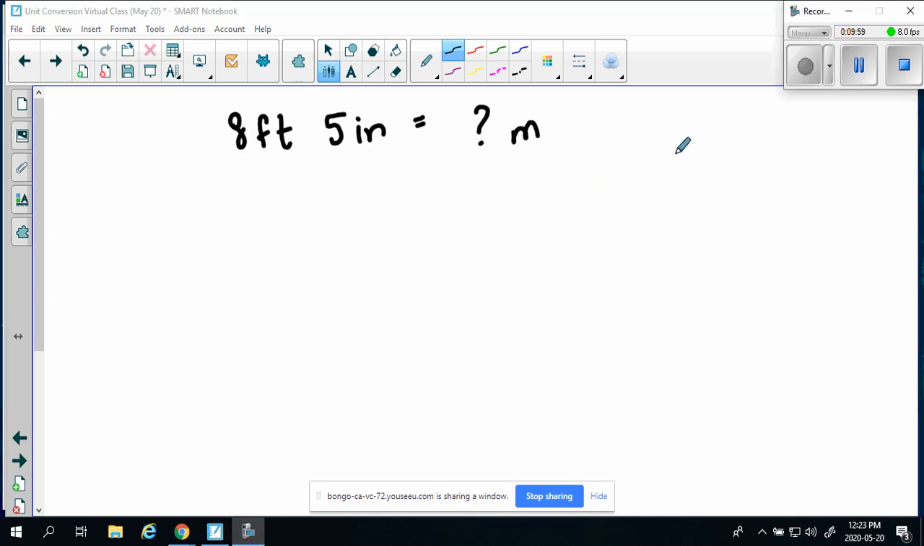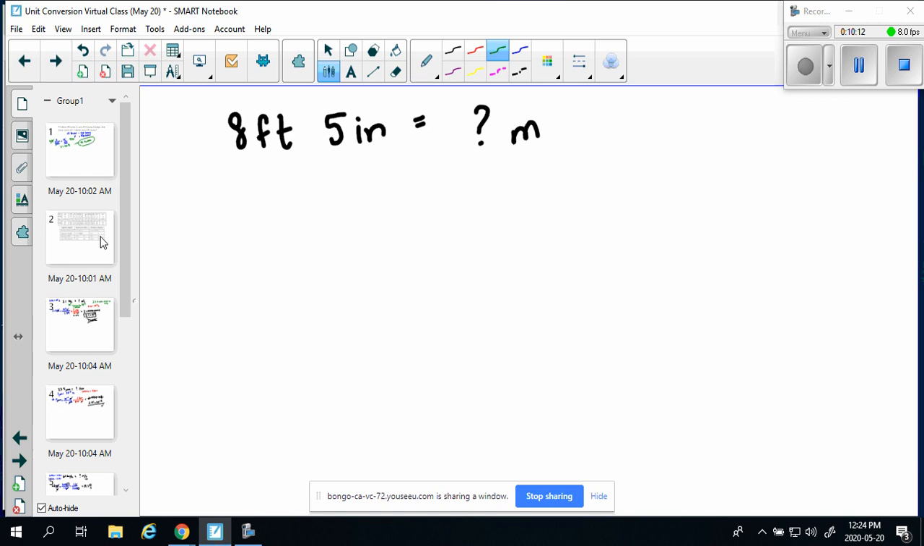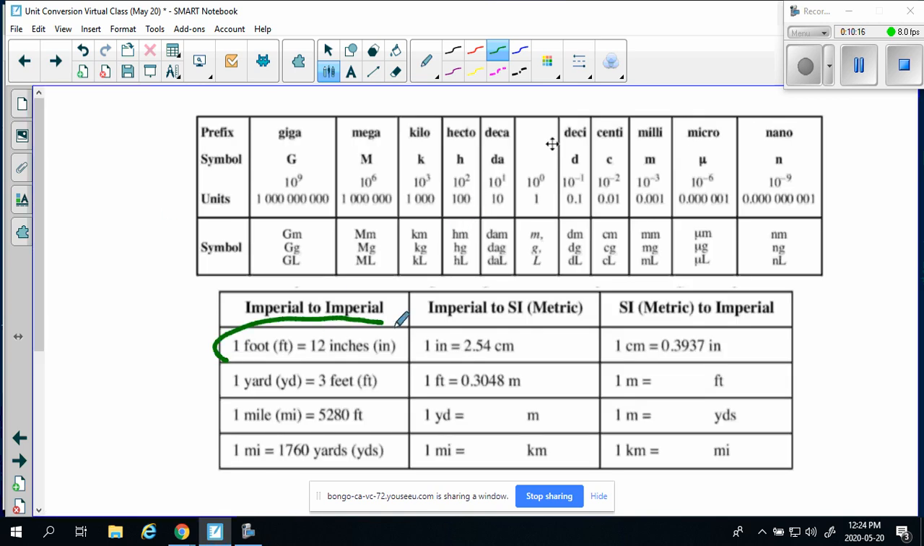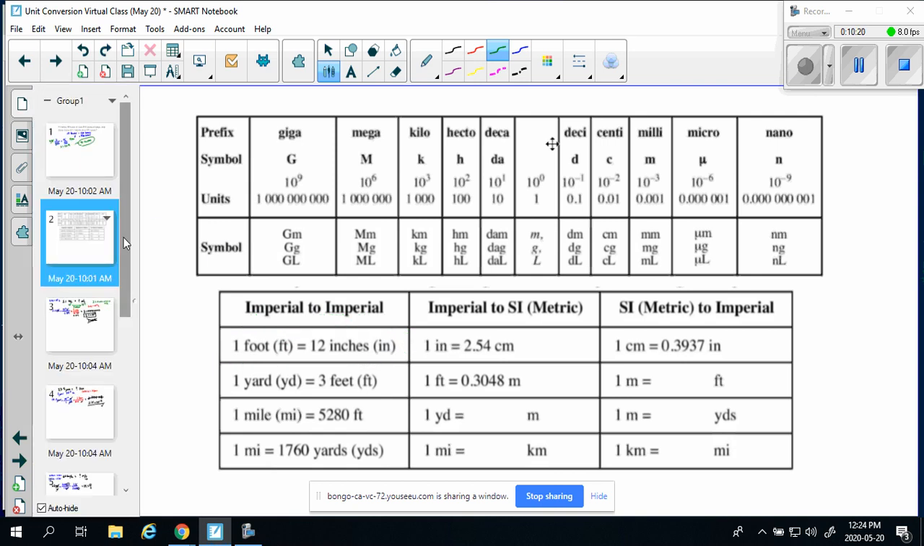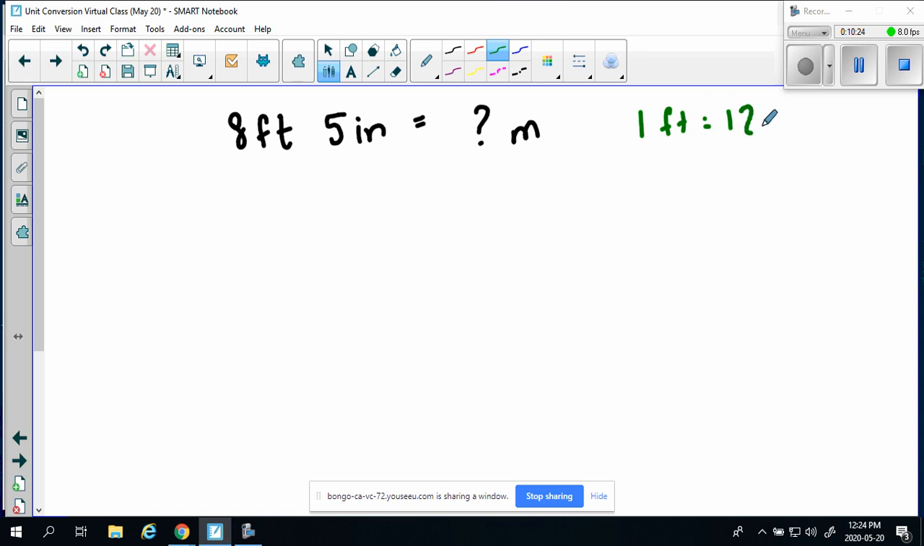So this is where things get kind of ugly, which is imperial units. What is happening with these imperial units? So firstly, we need to go back to our chart and check out what's going on here. So on the chart, I need some information about feet and inches. So 1 foot is 12 inches, okay? So I'm going to write that down because I'm going to need that information. So 1 foot is 12 inches.